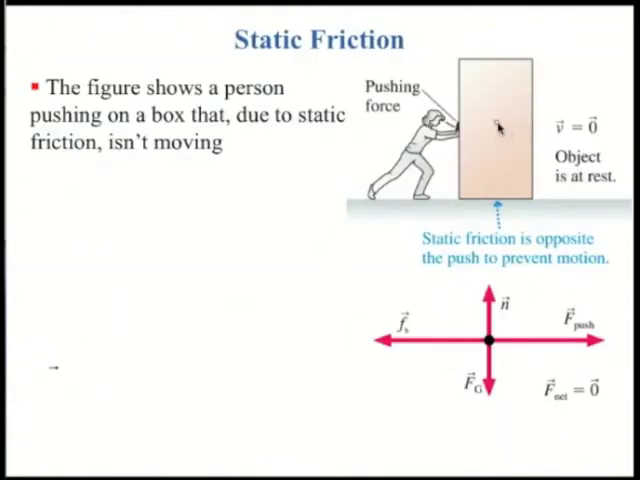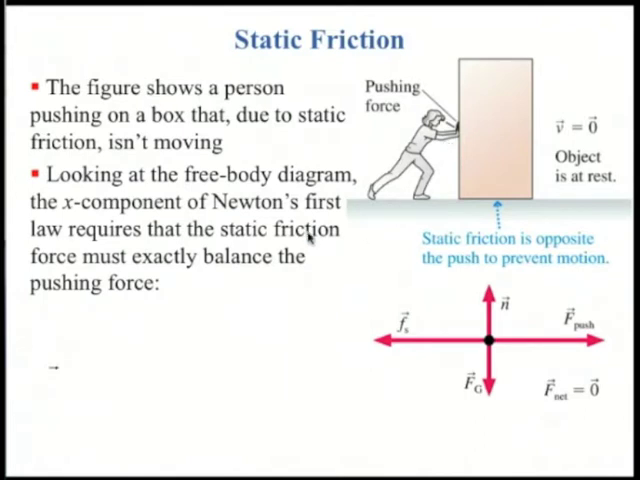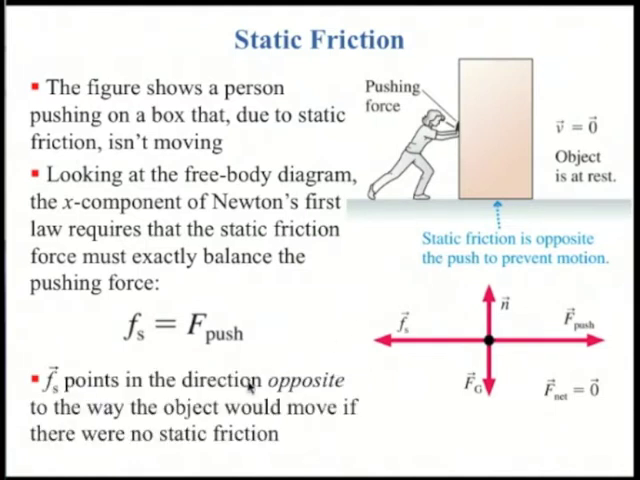On a big scale, if you have a box that is being pushed but it remains at rest, that's due to static friction. Here's the free body diagram. There's a normal force on the box from the floor pressing up. There's gravity on the box pulling it down. This woman's applying a pushing force towards the right, and so there's a static friction force responding towards the left. The static friction force is equal to this pushing force, and it points in the direction opposite to the way the object would move if the surface were slippery.